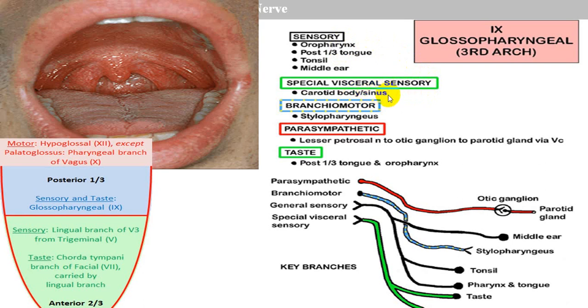which takes part in reflexes. Motor supply is to the stylopharyngeus, which helps in elevation of the pharyngeal part. It supplies parasympathetic fibers to the parotid gland, which takes part in salivation, and it supplies taste sensation to the posterior one-third of the tongue as well as a little part of the oropharynx, which takes part in sour and bitter taste. These are the different supplies.